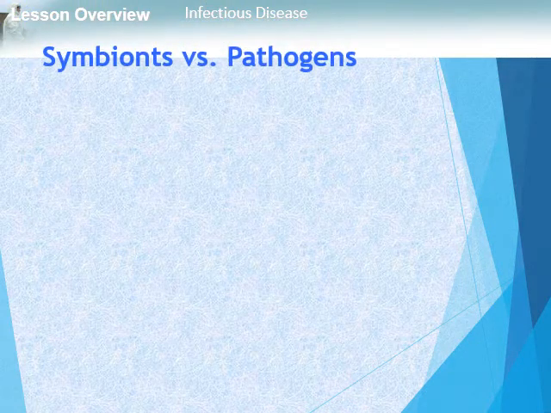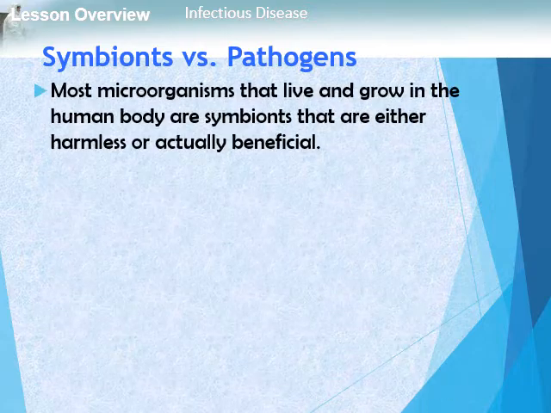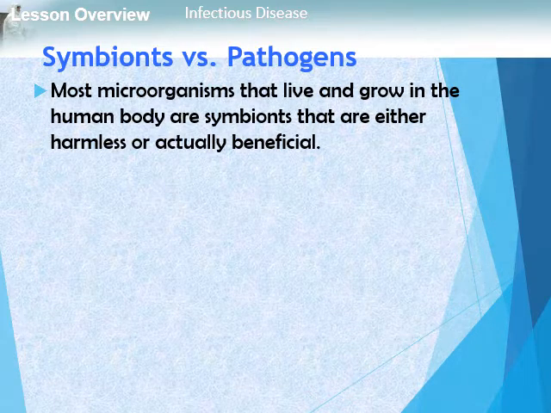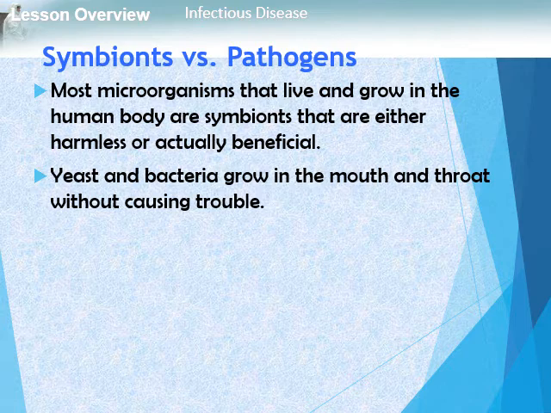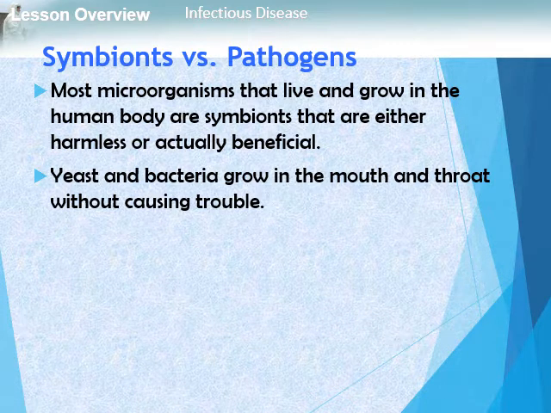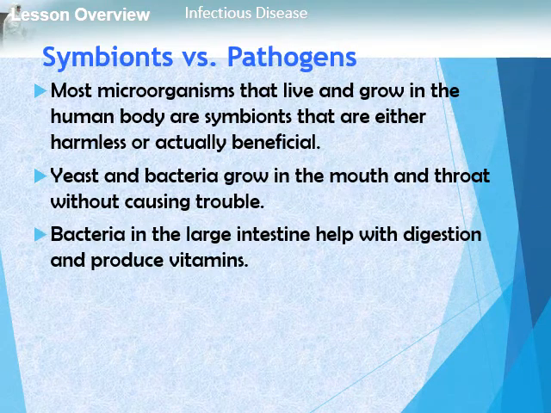Symbionts versus pathogens. Most microorganisms that live and grow in the human body are symbionts that are either harmless or actually beneficial. Yeast and bacteria grow in the mouth and throat without causing any trouble. Bacteria in the large intestine help with digestion and produce some of the most important vitamins.